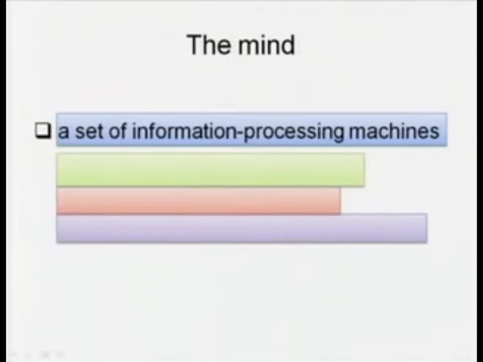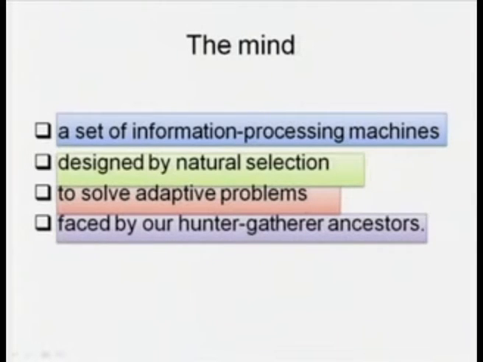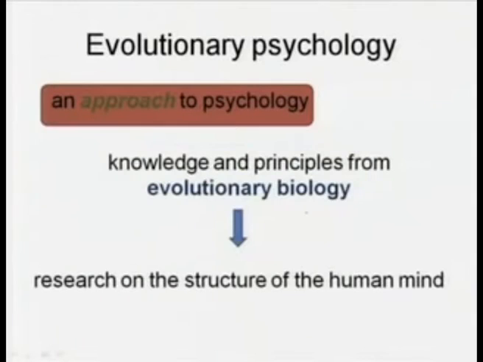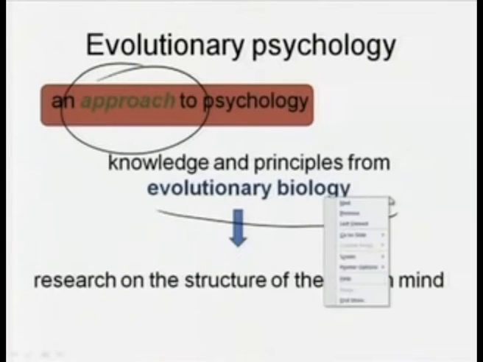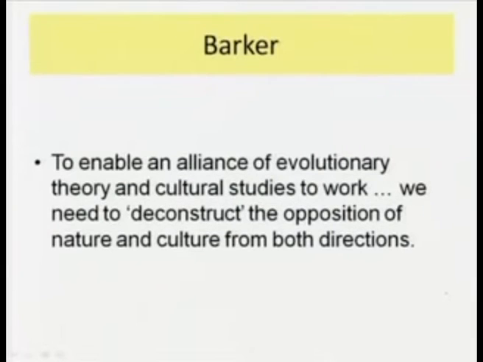So, as we have seen, the mind that creates culture is a set of information processing machines designed by natural selection to solve adaptive problems that were faced by our hunter-gatherer ancestors. We also saw that evolutionary psychology is an approach to psychology in which knowledge and principles from evolutionary biology are used to do research on the structure of the human mind.